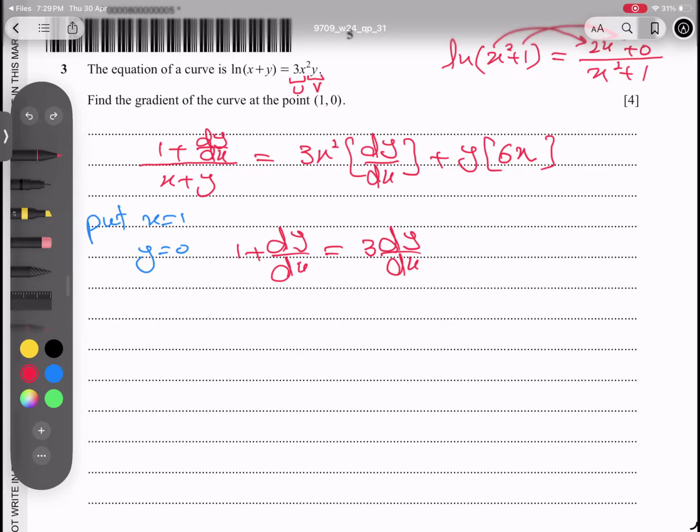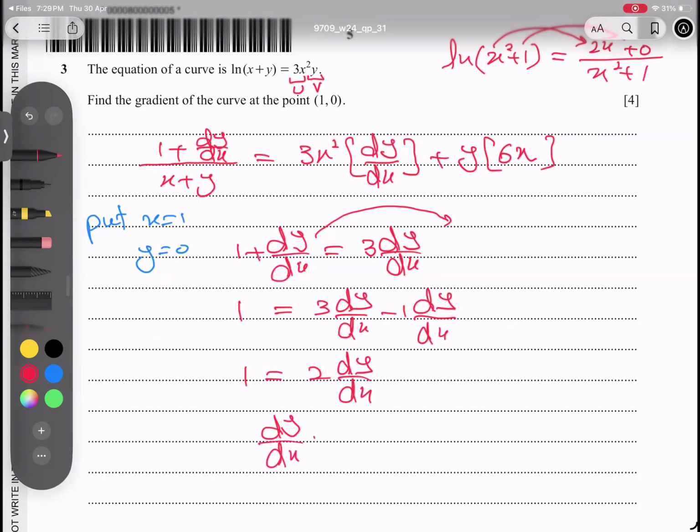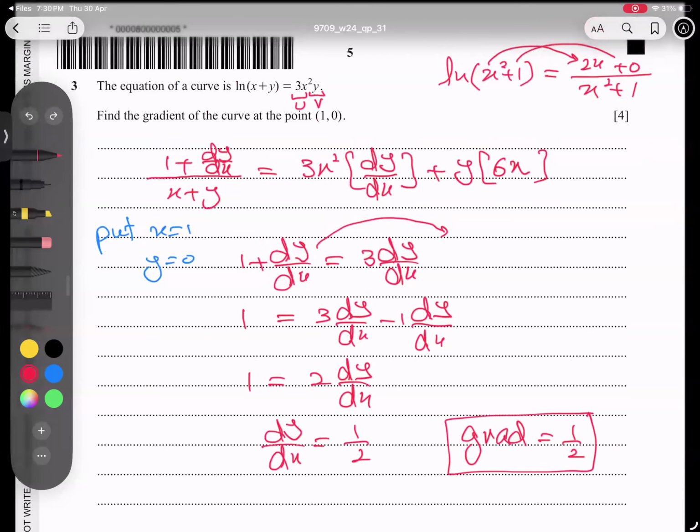Okay, and after this, I will do what, student? This I'll bring to the other side. 1 is equal to 3 dy over dx minus dy over dx. And it is a 1 number, 3 minus 1, we get 2. So 1 equals 2 dy over dx. And 2 divides. So Alhamdulillah Rabbil Alameen, I'm sure you understood very well. So it means the gradient is half. So you have seen, students, here, sometimes if we plug in immediately, the question becomes very, very easy, and we have done it.